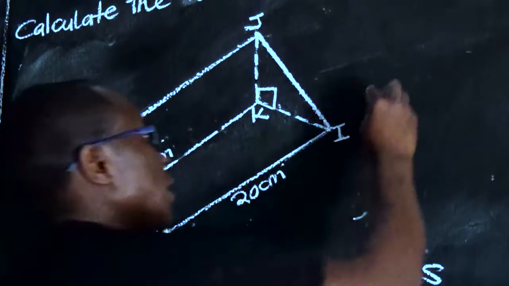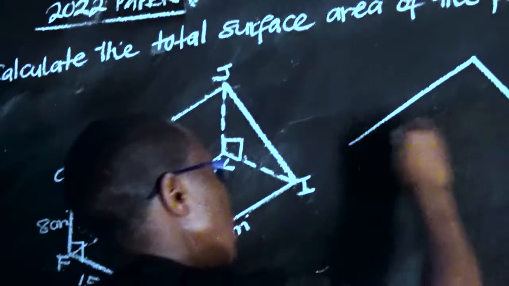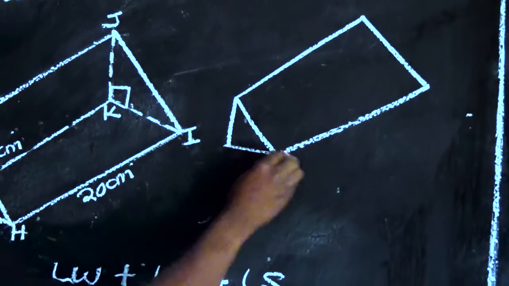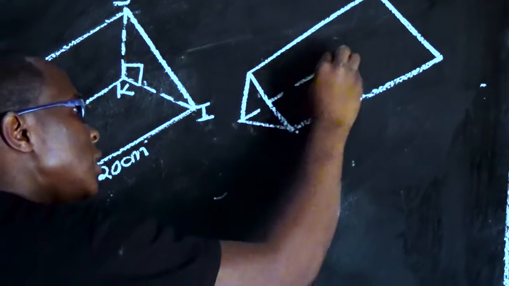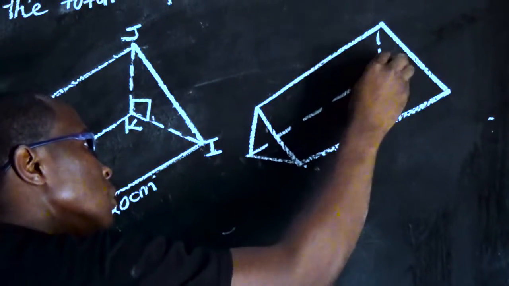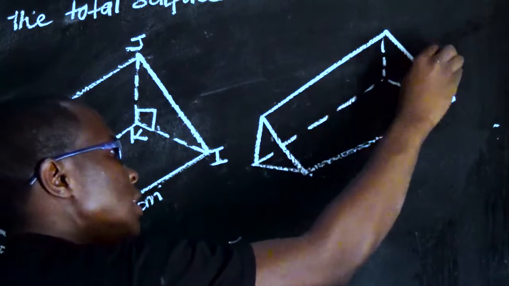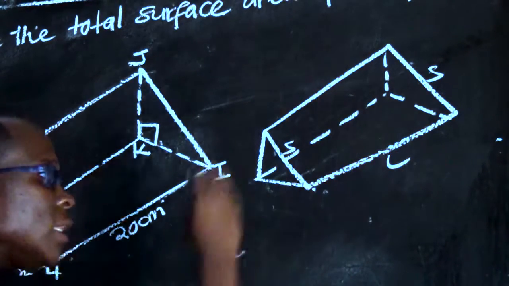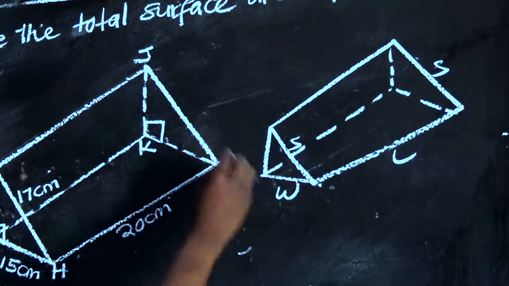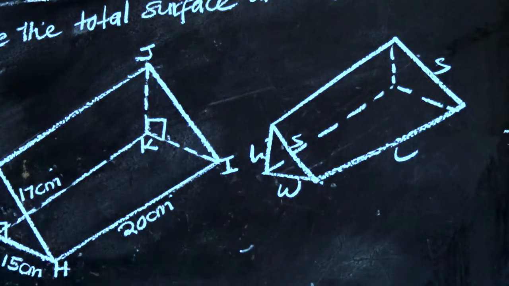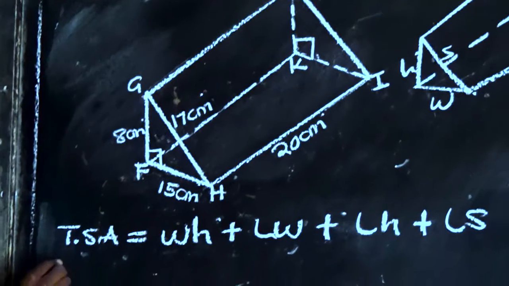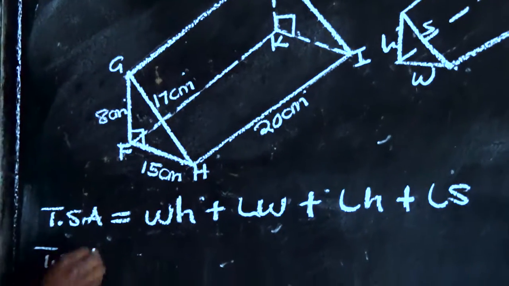So if this is our triangular prism, like this, are we together, people? This one is our side. This one is our side. This one is our length. This one is our width. And this one is our height. Are we together? Yes.